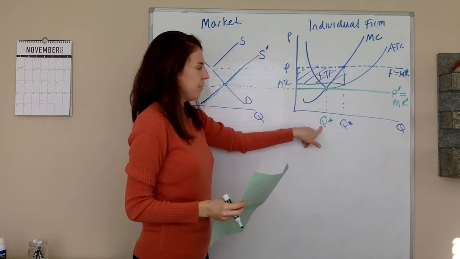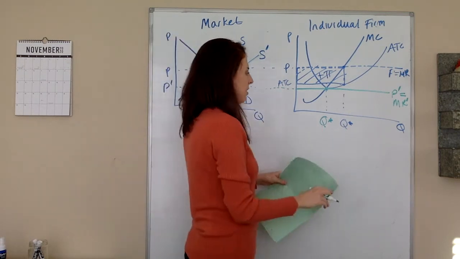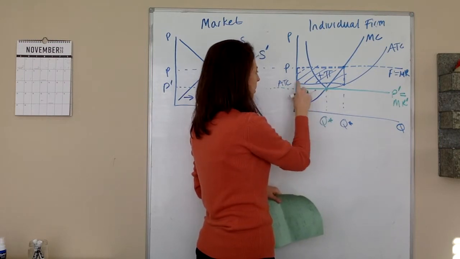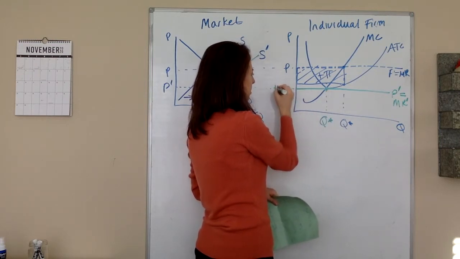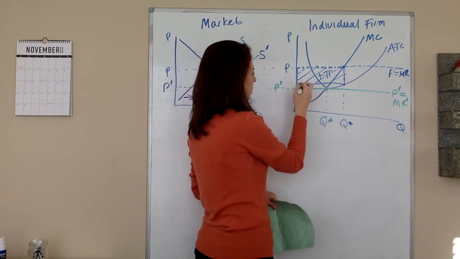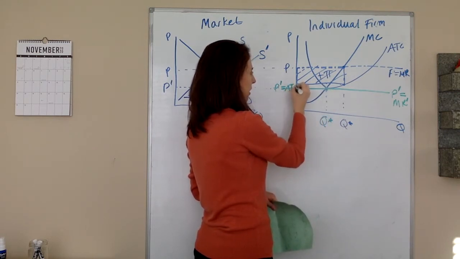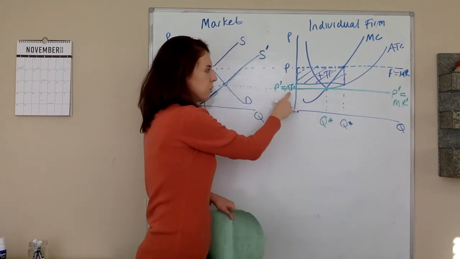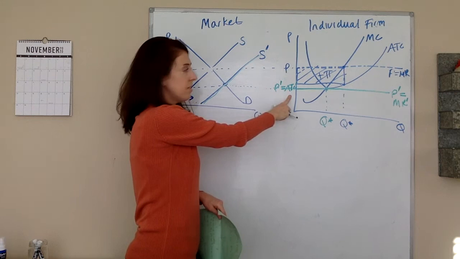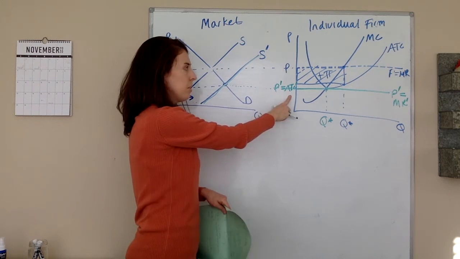Okay, if they change their production level to this amount, then at this quantity, well, here's the price bar. Here's also the average total cost. And so if price is equal to average total cost, there's no longer any profit. It's a zero profit game in this situation.